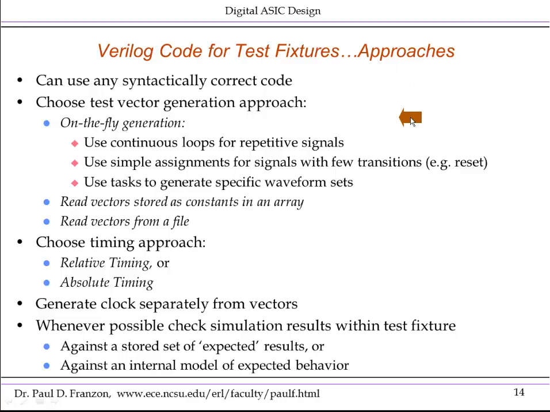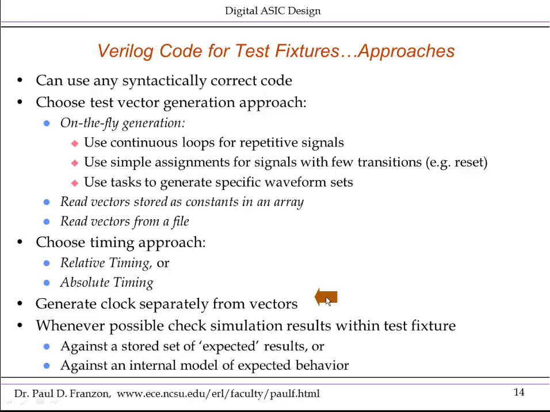There are different ways in which to apply the test vectors that you produce, using the methods we discussed in the previous submodule, to the design. You can do these on the fly, you can read them from an array, or you can read them from a file. So far, all we've been doing is on the fly. It's quite useful to read them from a file that's actually stored in an array inside the design. We'll talk about the different ways to specify timing in a test fixture, relative versus absolute timing.